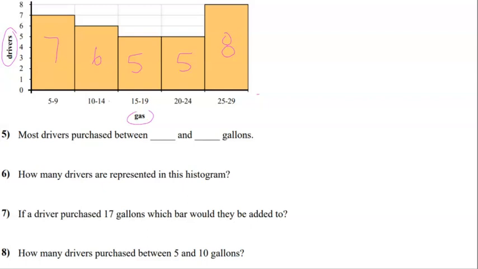Sometimes doing that at the forefront can help you answer the questions a little bit easier. Question 5 says, most drivers purchase between blank and blank gallons. Well, I look for my biggest number, and the biggest number is 8. So most drivers purchase between 25 and 29 gallons. Question 6, how many drivers are represented in this histogram? Since I already have all my numbers, I just need to add all these up. 7 plus 6 is 13, plus 5 is 18, plus 5 is 23, plus 8 is 31. So we know that 31 drivers are represented in this histogram.